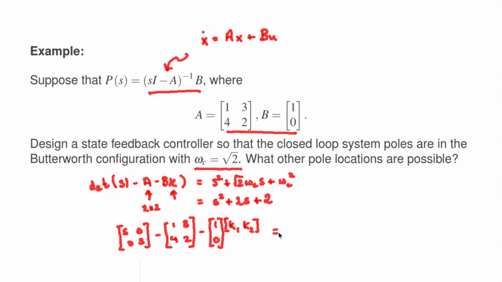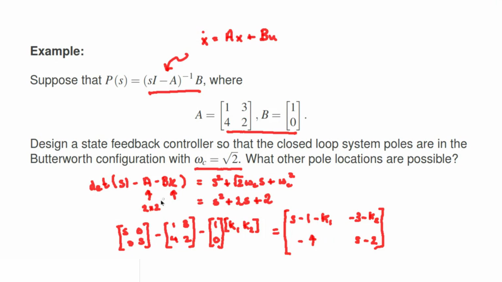Let's just simplify it a little bit. So what goes in the 1, 1 position? Well, that's s minus 1 times K1. So s minus 1 minus K1. And now the 1, 2 position, 0 minus 3 minus 1 times K2. So that's minus 3 minus K2. 2, 1 position, 0 minus 4 minus 0 times K1. So that's just minus 4. And the 2, 2 position finally is just s minus 2 minus 0 times K2. So just s minus 2. So the matrix inside the determinant is given by this.